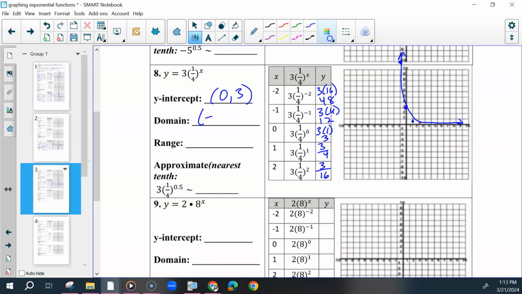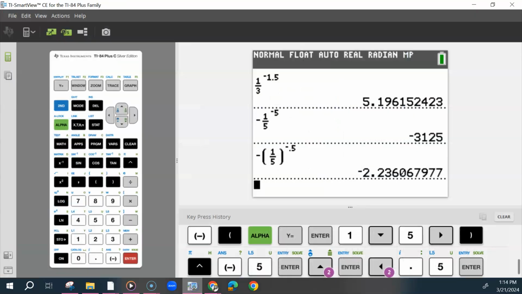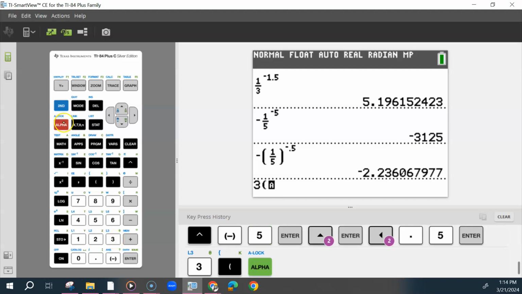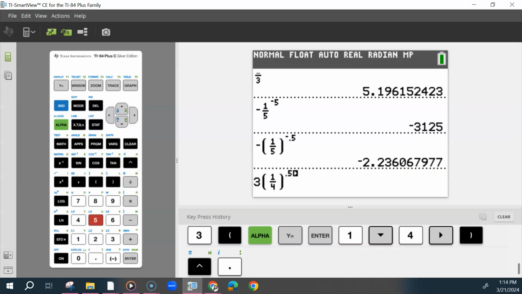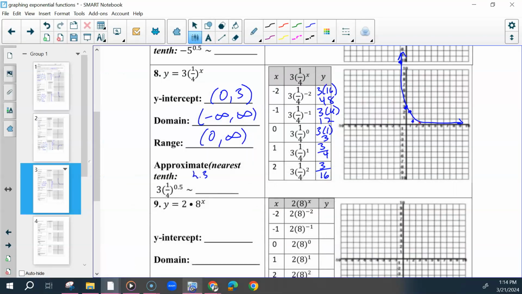Domain is still the same. Range is similar to what it was originally. Starts at 0 and then it keeps going up. And then if I were to approximate this at 0.5, let's say that's 2 point something, 3, just because. And I was off, it's 1.5. So the guessing, again, has no real value. It's just to see if you could approximate it based on your graph.